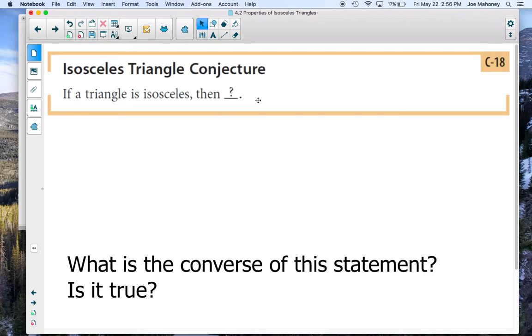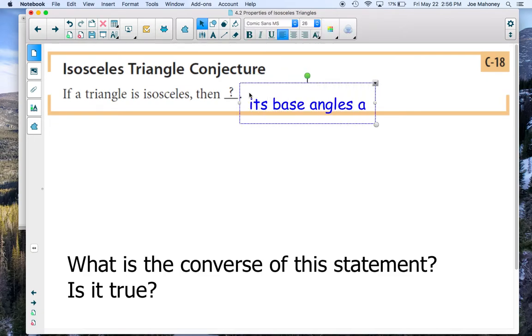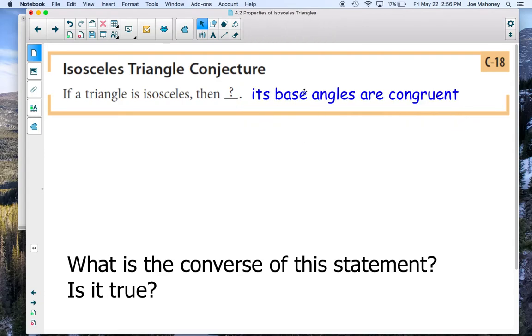Yes. So we have what we call the isosceles triangle conjecture, which says if a triangle is isosceles, then its base angles are congruent. Pretty cool.